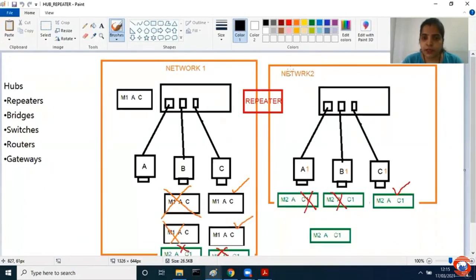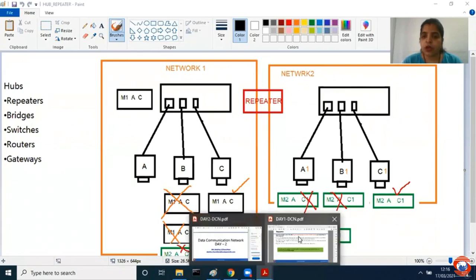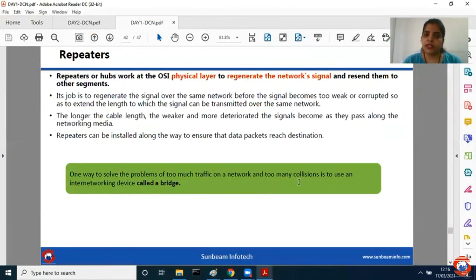All right. Now, in a repeater also we saw the same thing: if A has to send data, it will also get transmitted to B, also to C, also to A1, B1, C1. That means every device will receive a request for that packet. It's the job of that device to check the MAC address, whether it belongs to it or not. That is basically called a repeater. A repeater is also a non-intelligent device. They just ensure data packets reach the destination, but how, it does not bother about, right?